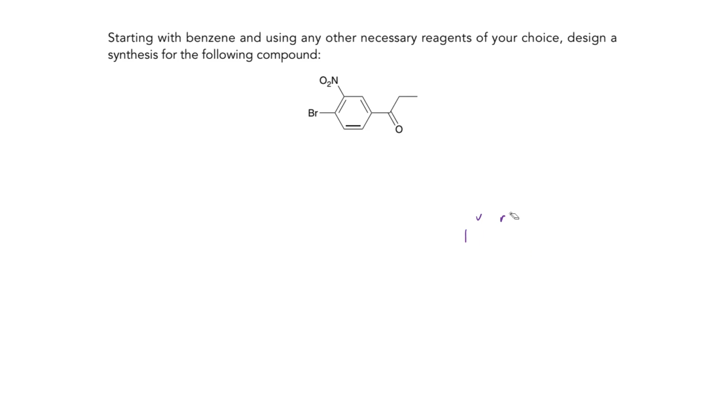What if we, instead of removing the Br, what if we remove the alkyl group, or I should say, acyl group, not alkyl group, acyl group? Why don't we do that?